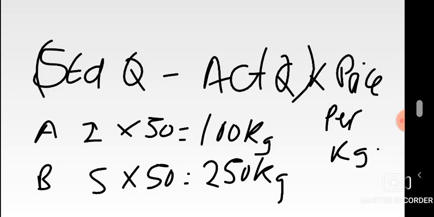As we said, standard takes the actual production in terms of units, and then you see how much they should have used based on the units that they produced. Then you're comparing standard with actual. That's a material usage variance. So we're going to do this: 100, 250. This is material A and B. That is your standard.